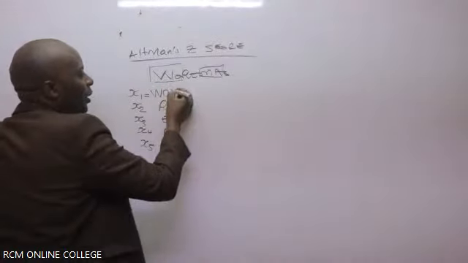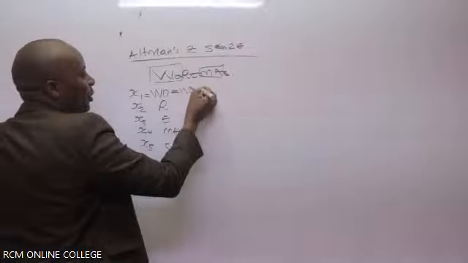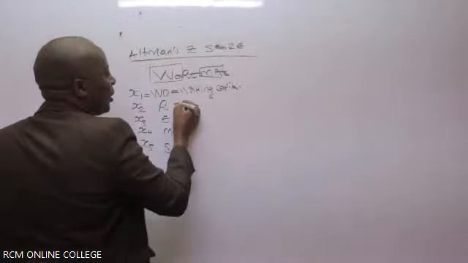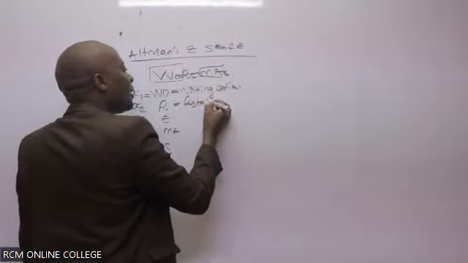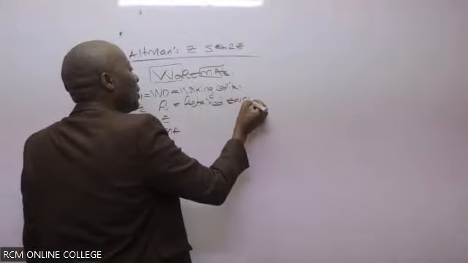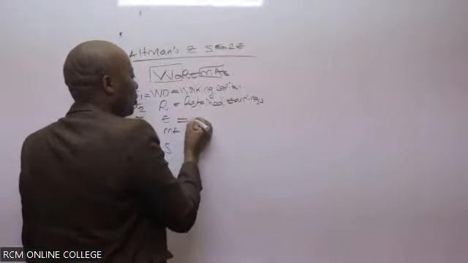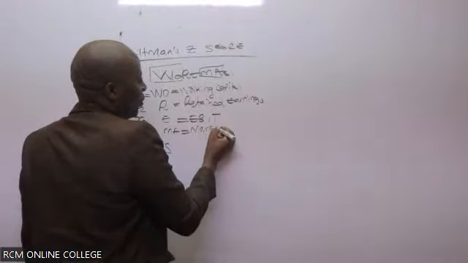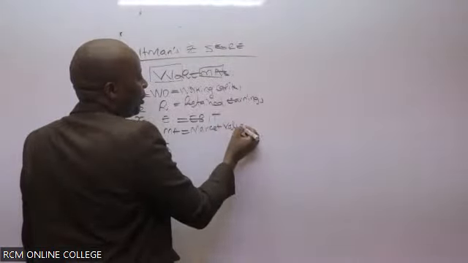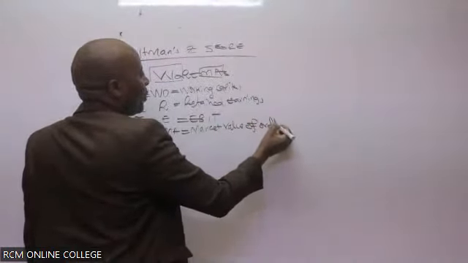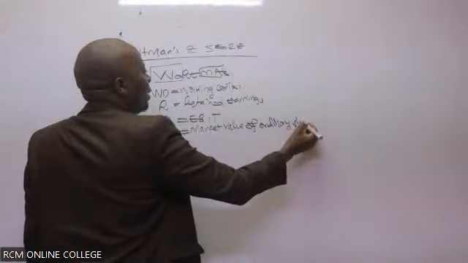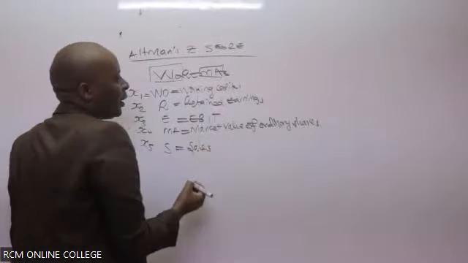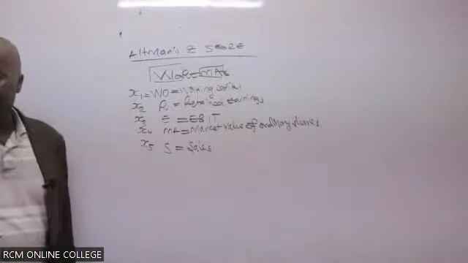And if you remember very well, this WO becomes what we call the working capital. This becomes the retained earnings. This one here becomes what we call the famous EBIT. This one here becomes the market value of ordinary shares. And this becomes what we call the sales.